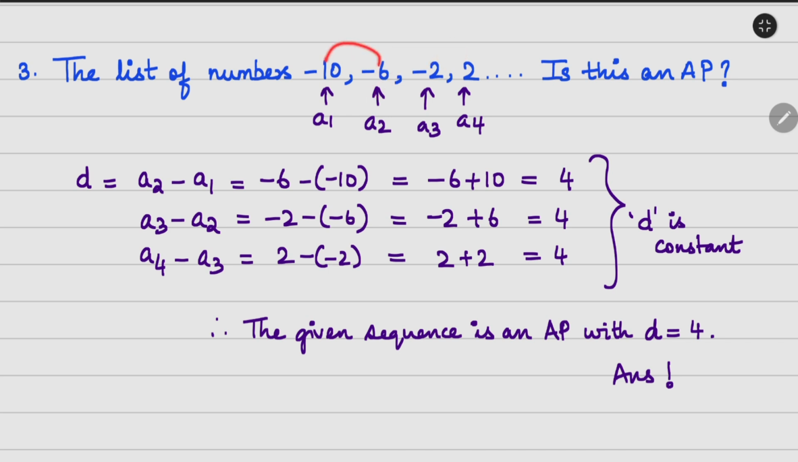So A2 minus A1 should be equal to A3 minus A2, that should be equal to A4 minus A3. Since the common difference is the same, therefore the given sequence is an arithmetic progression with the common difference D is equal to plus 4. Let's move on to the fourth question.